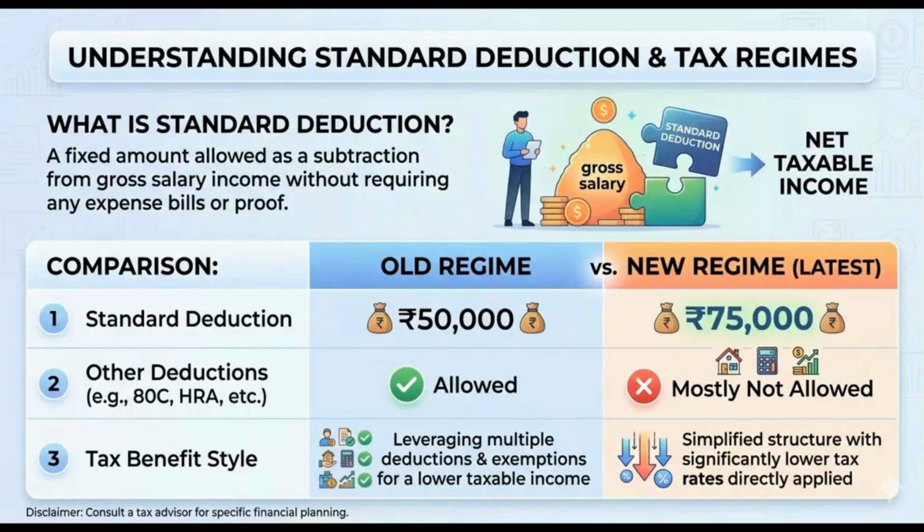The old regime allows many exemptions or deductions like 80C, 80D, HRA and all those things. The new regime does not allow most of them. The rate of interest in the old regime is slightly higher, but in the new regime it is slightly lower. The old regime allows multiple deductions and exemptions that will compensate for the higher rate. So this is all about standard deduction and the tax regimes.